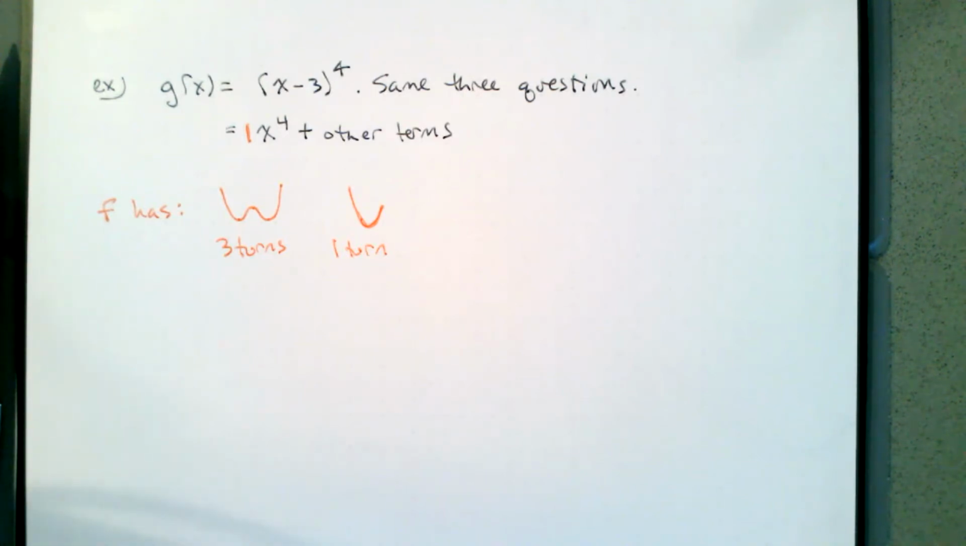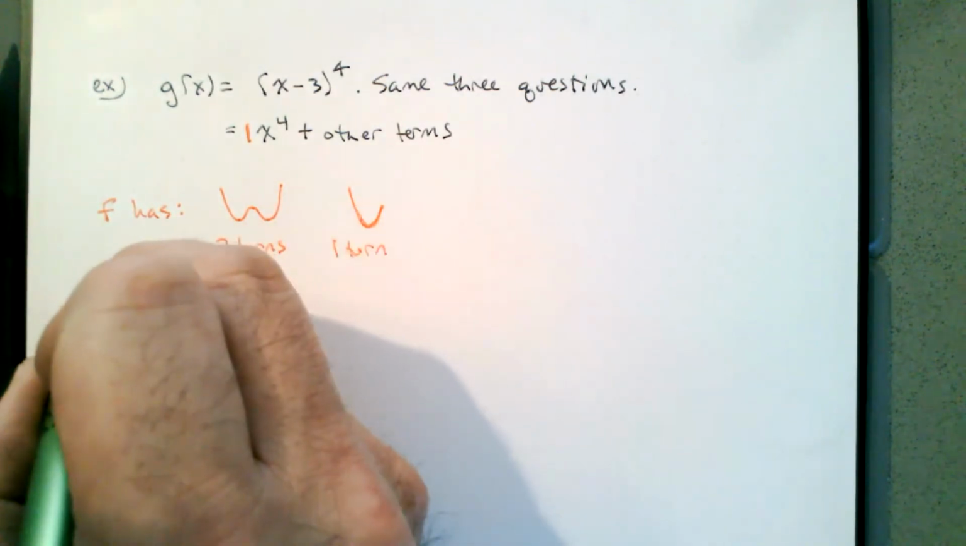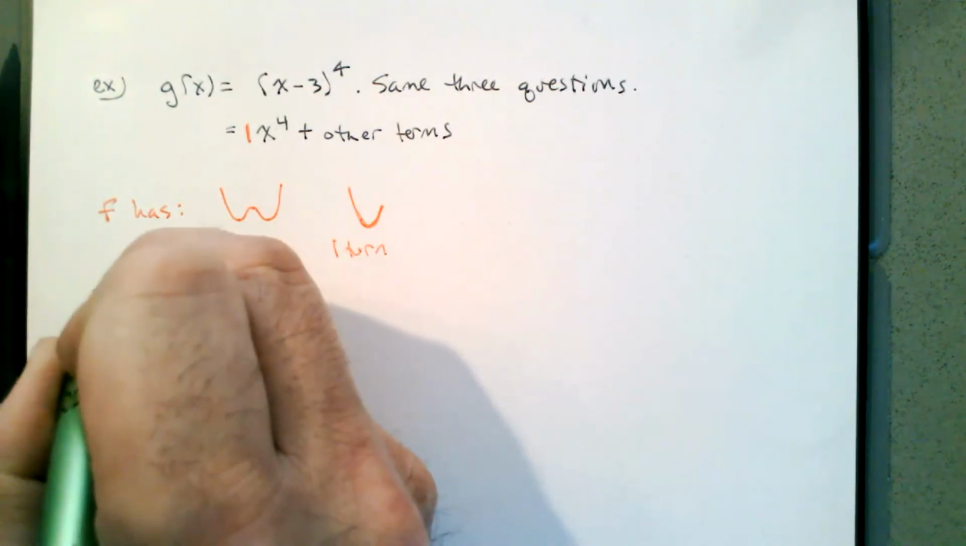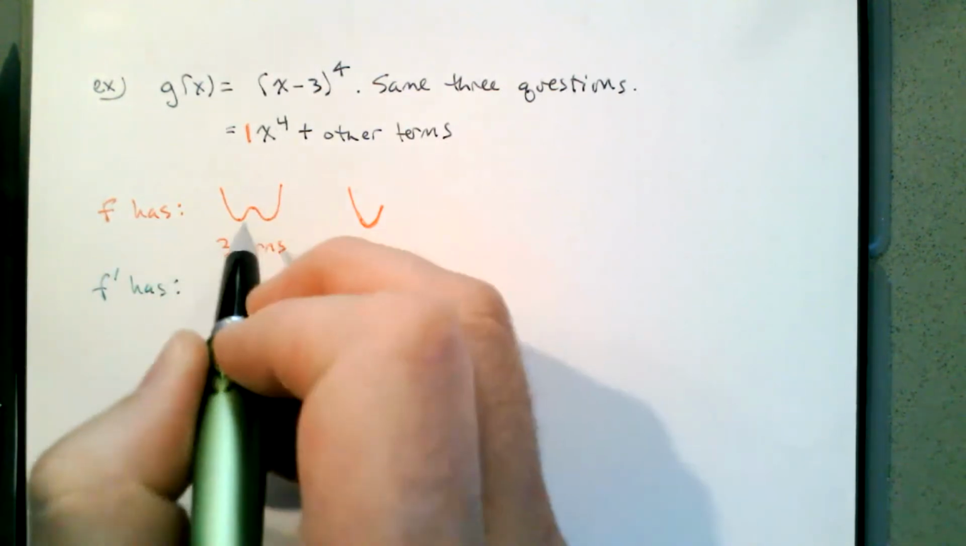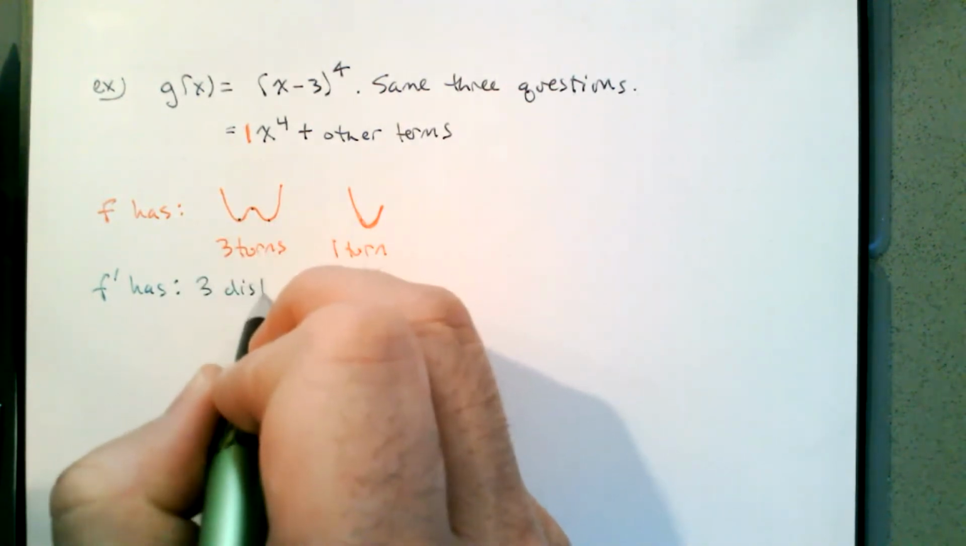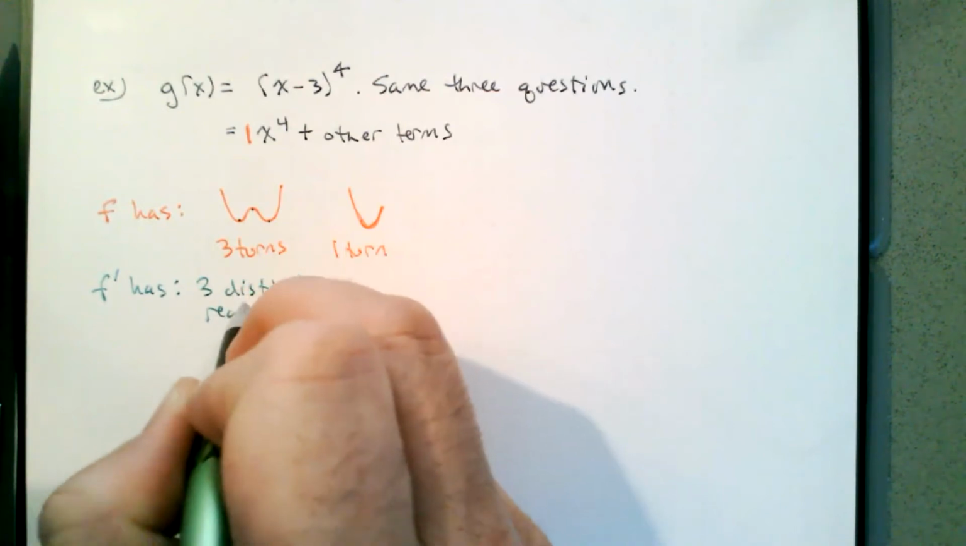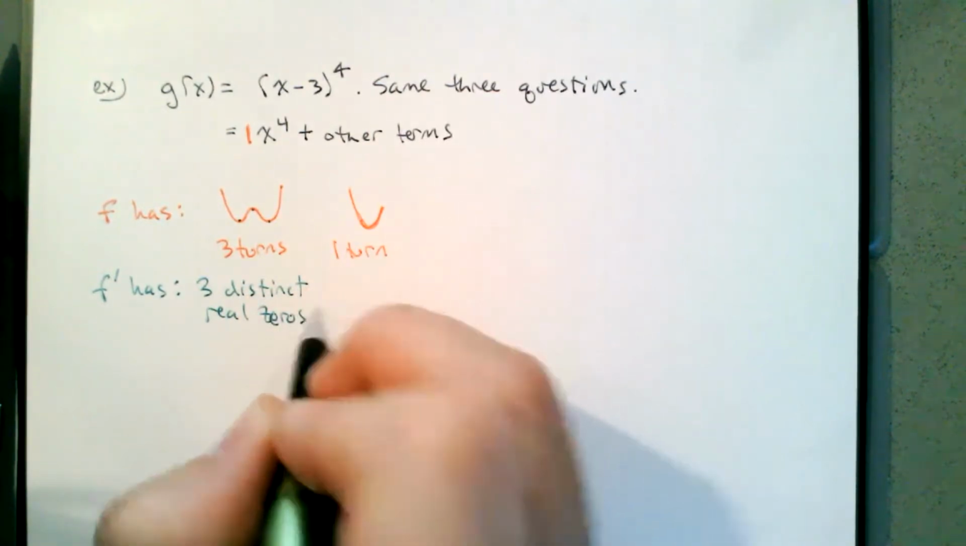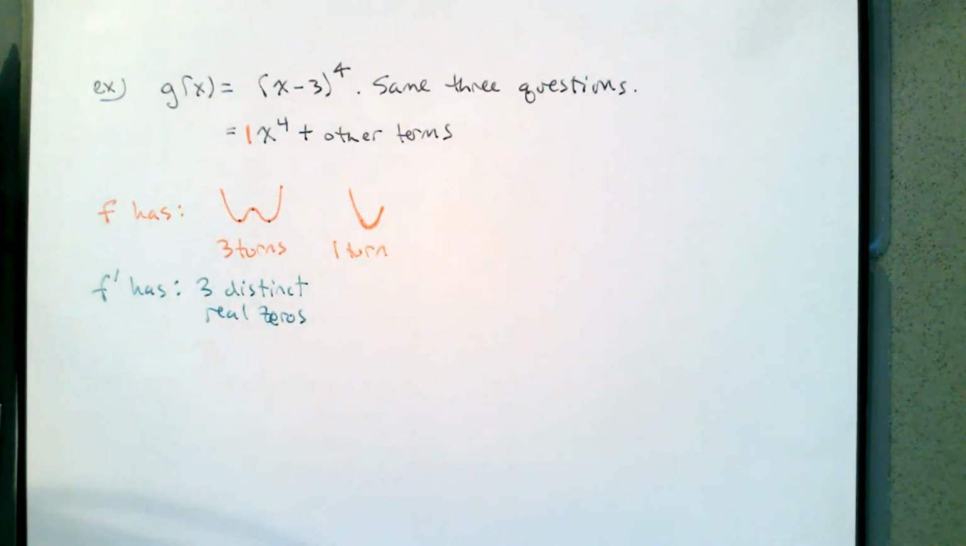So what this means is that if we look at f prime, when we have 3 turns, those correspond to the zeros of f prime. And if there are 3 turns, that means f prime must have 3 distinct real zeros. We know that f prime is going to be cubic, because if we start with a 4th degree, the derivative is going to be 3rd degree. So we know we have to have 3 zeros. It could be that we have 3 distinct real zeros, and that gives us 3 turns.